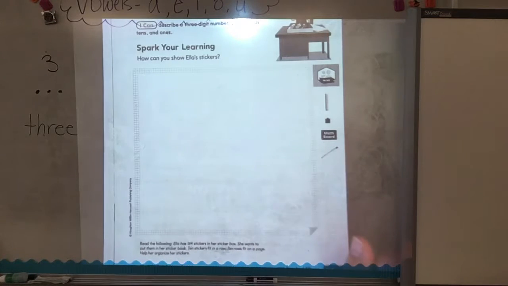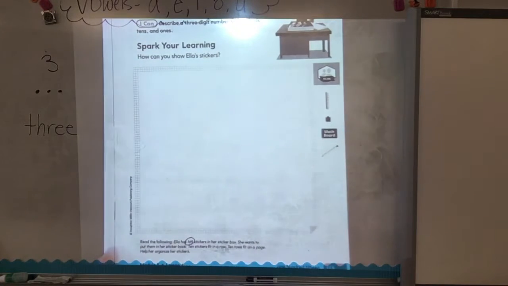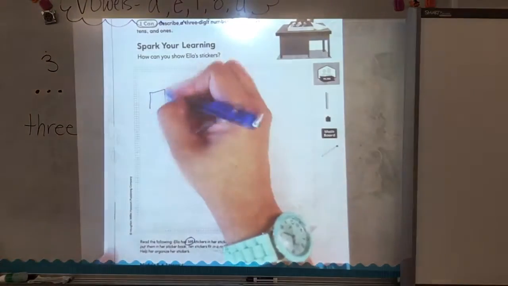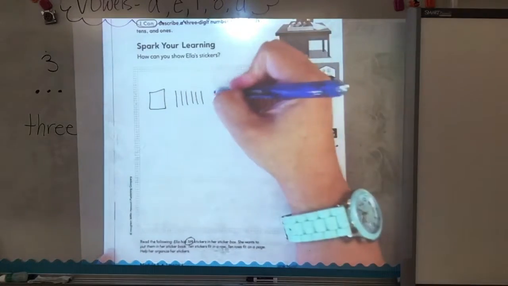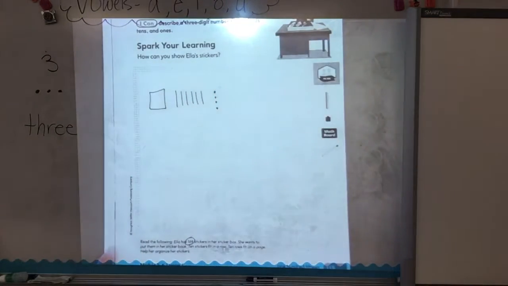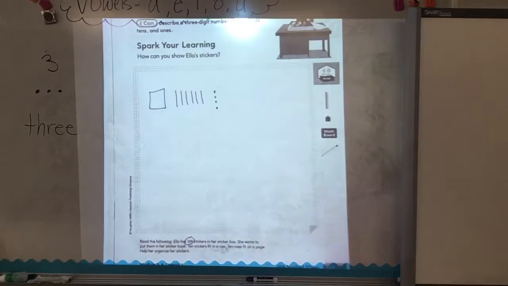The problem says Ella has 164 stickers in her sticker box. She wants to put them in her sticker book. 10 stickers fit in a row. 10 rows fit on a page. Help her organize her stickers. Basically what that is breaking down to is it wants you to give me that number in base 10. So if I have 164 stickers, I'm going to represent that by saying 1 hundred, 6 tens, and 4 ones. Okay, so the opening was just a quick refresher on how we are going to represent numbers in base 10.